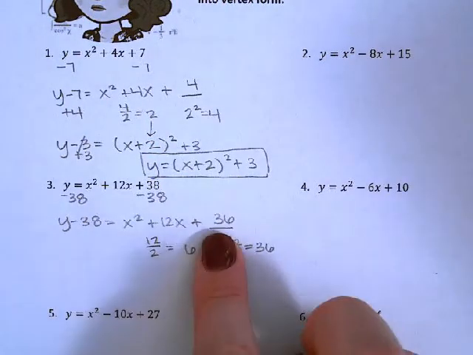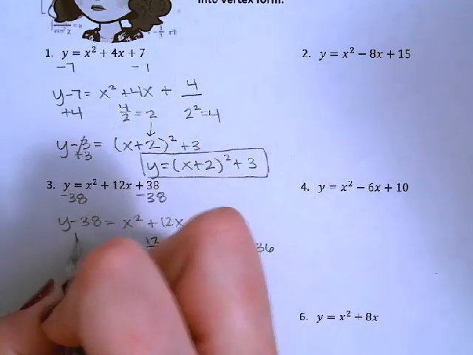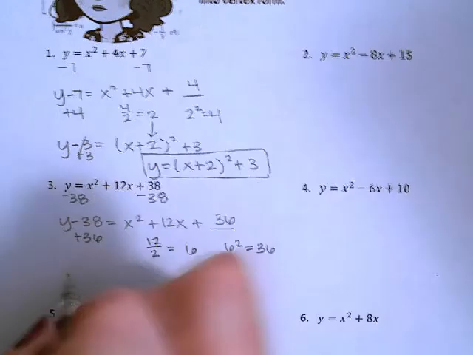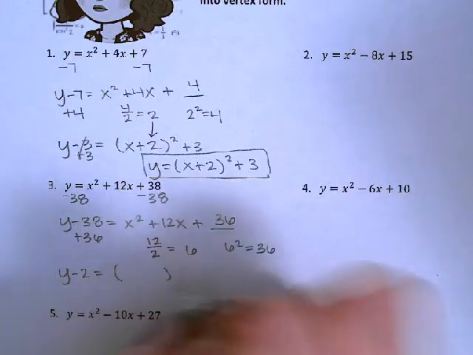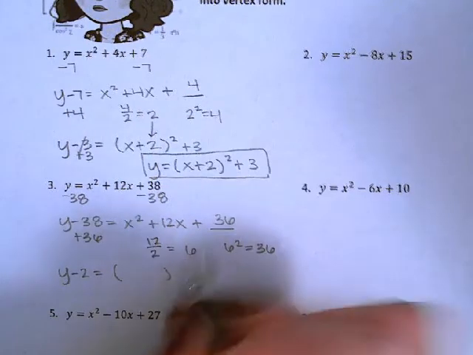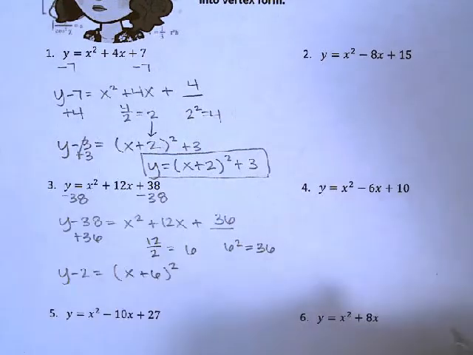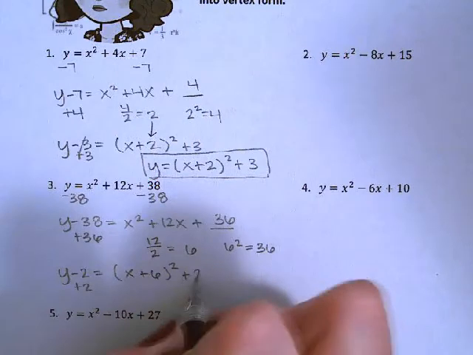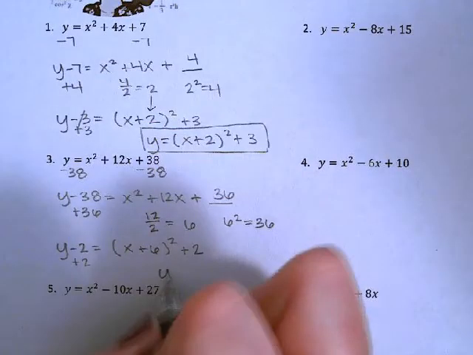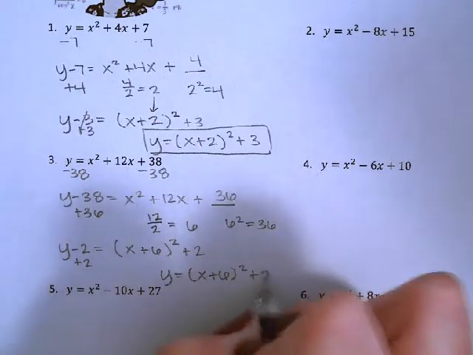And then whatever I add to the right side of the equation, I have to add to the left side of the equation as well. Y minus 2 equals, so the number we got when we divided by 2 was 6, and it was positive, so I'm going to write x plus 6 squared. And then I can go ahead and add the 2 to the other side. So y equals x plus 6 squared plus 2.